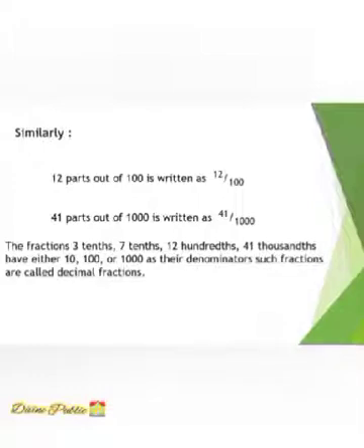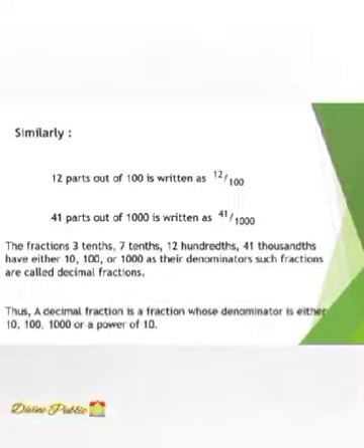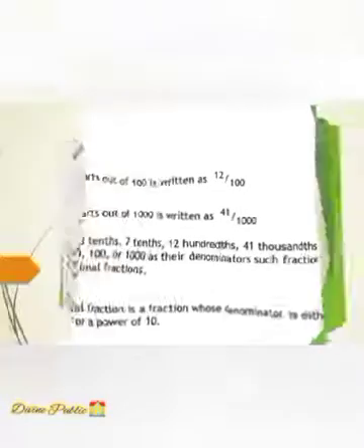The fractions 3/10, 7/10, 12 hundredths, 41 thousandths have either 10, 100 or 1000 as their denominators. Such fractions are called decimal fractions. Thus, a decimal fraction is a fraction whose denominator is either 10, 100, 1000 or a power of 10.